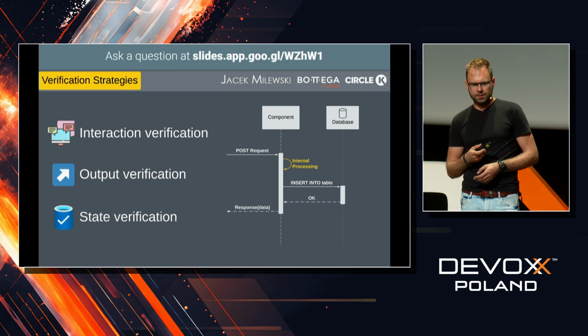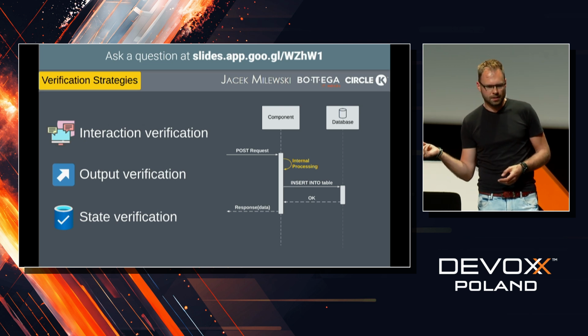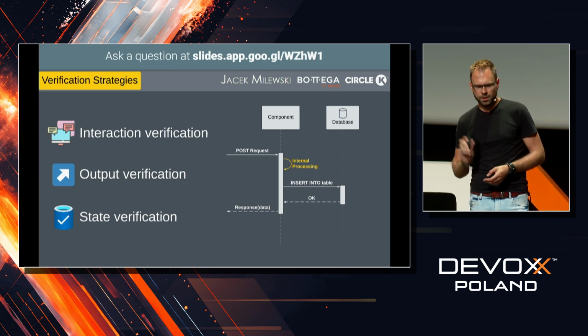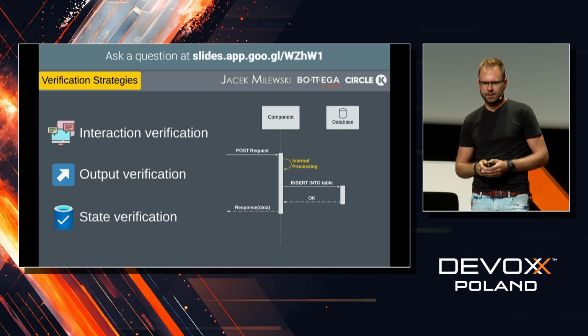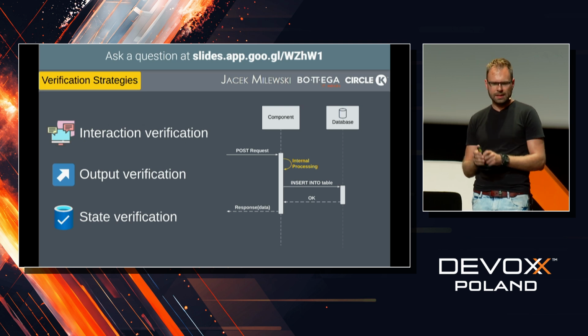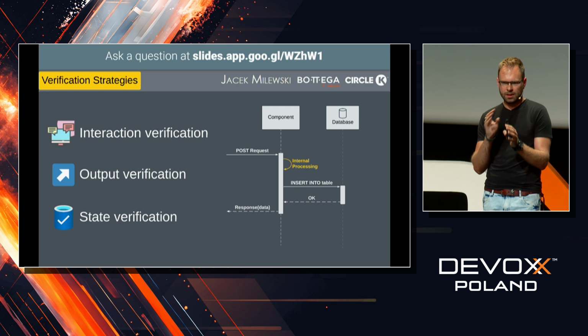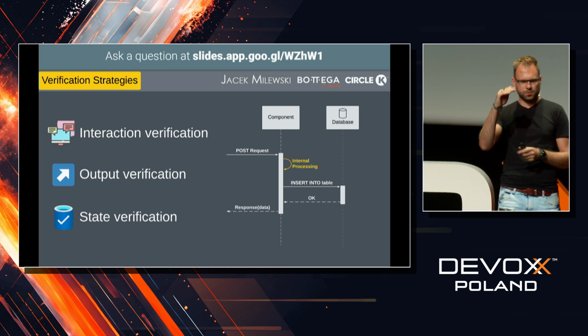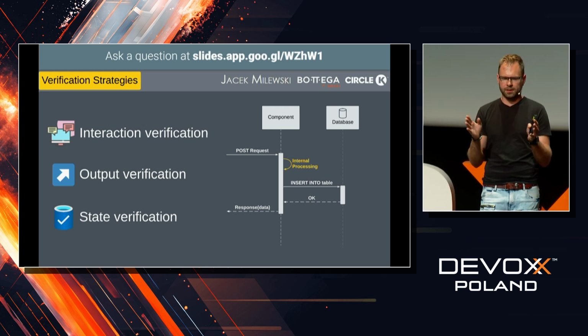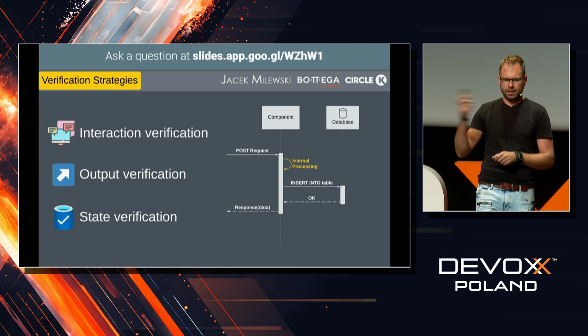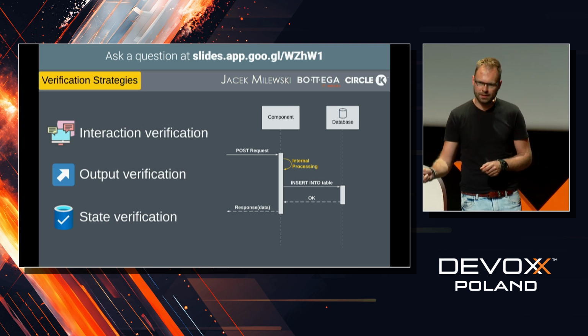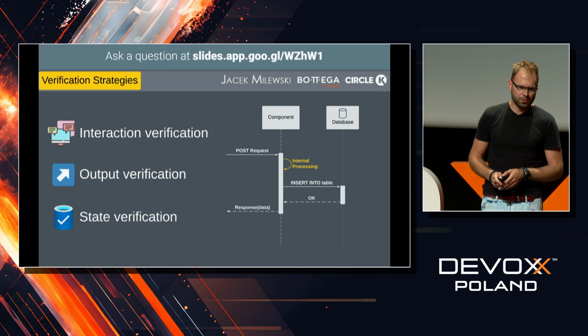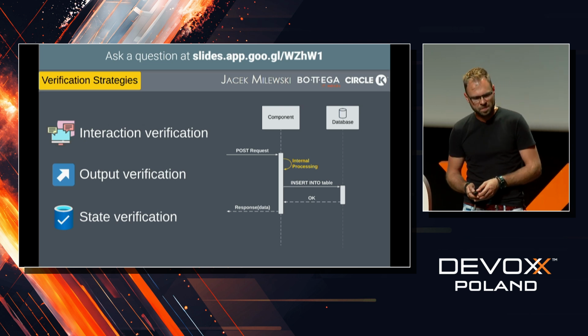Where am I testing internal processing? Actually, nowhere. I'm not verifying the internal processing, how it works, because it would be completely white box testing. I don't want to know the details of internal processing. I'm verifying the results. What can I observe? And I can observe interactions, outputs, and state as a result of the request processing.